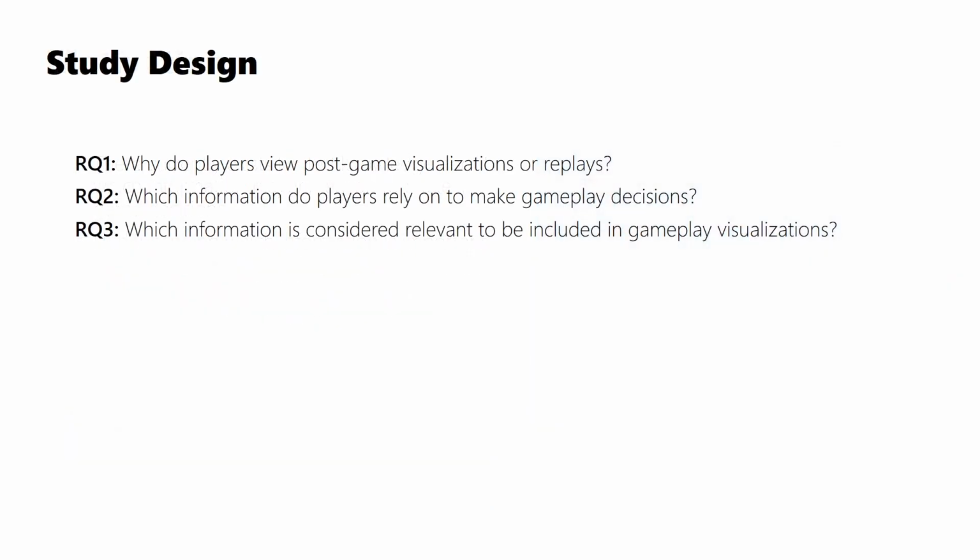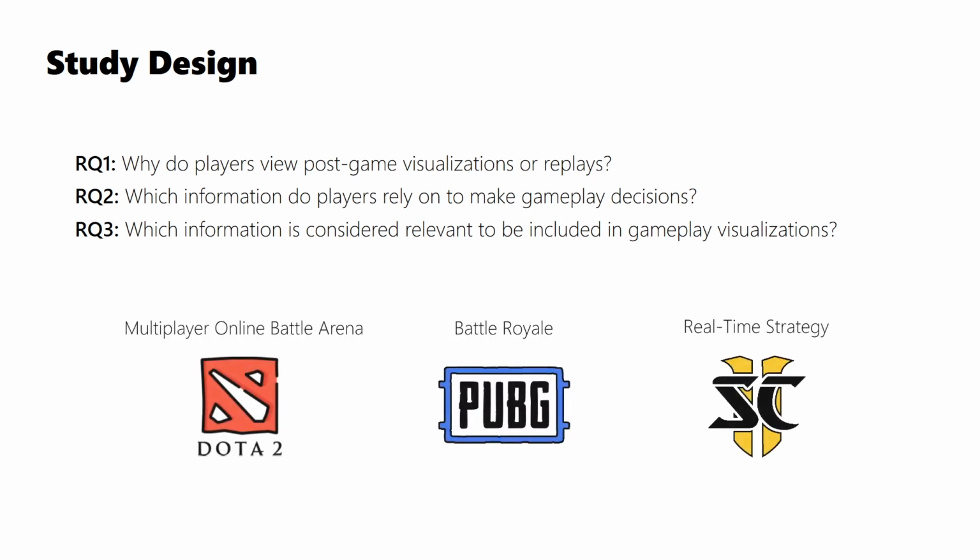The study was guided by 3 research questions which were related to why players actually make use of post-game visualizations, which information players rely on during gameplay, and which information they consider important to include in visualizations. In order to understand how these are affected by different gameplay mechanics, these questions were investigated with players of 3 competitive online games, covering 3 popular genres, including Dota 2, a multiplayer battle arena game, PUBG, a battle royale game, and StarCraft 2, a real-time strategy game.